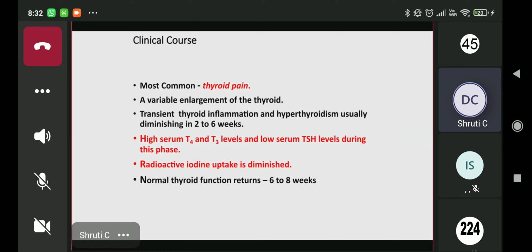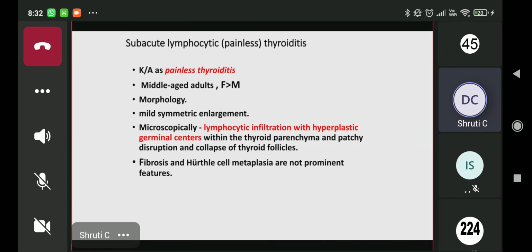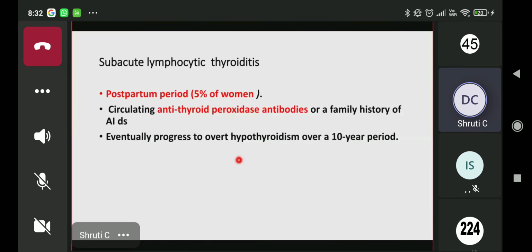Clinical features will be dealt with in the next section. Okay. Then subacute lymphocytic painless thyroiditis. Again, middle-aged adults, females more common, and there will be lymphocytic infiltration with hyperplastic germinal centers. But remember, Hürthle cell metaplasia is not a very prominent feature. In Hashimoto, it is quite prominent. And you should remember in subacute lymphocytic thyroiditis, anti-thyroid peroxidase antibodies are the culprit.